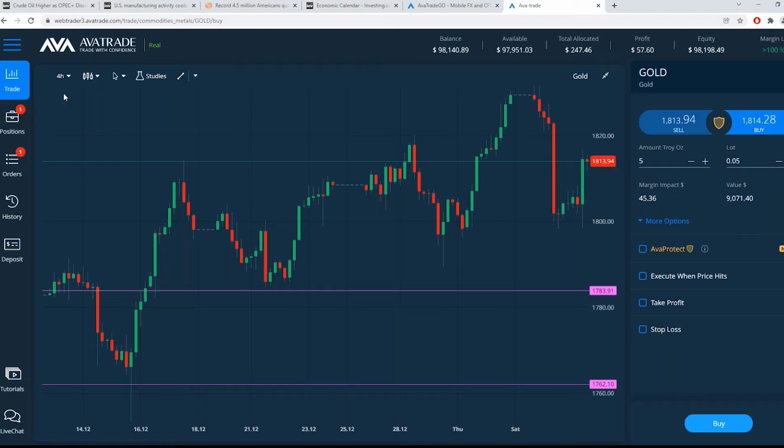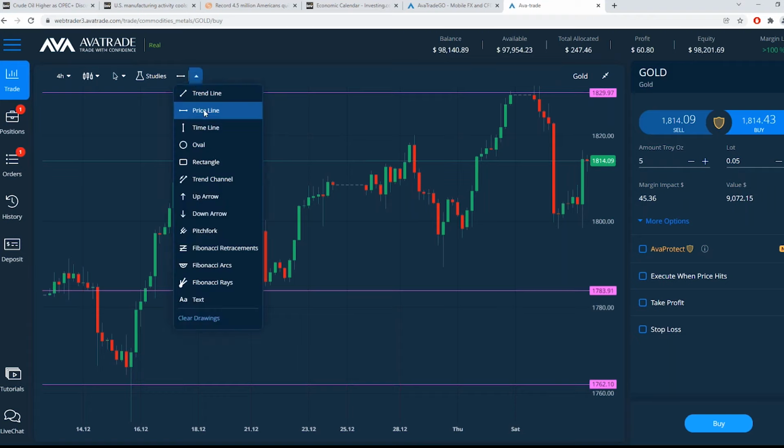So when there's mixed fundamental news and there are big swings in one direction and then back the other, we draw our lines. Let's draw a price line here. There's the resistance on the 4-hour candles. Let's draw another price line for support.